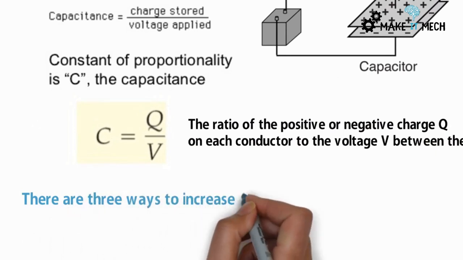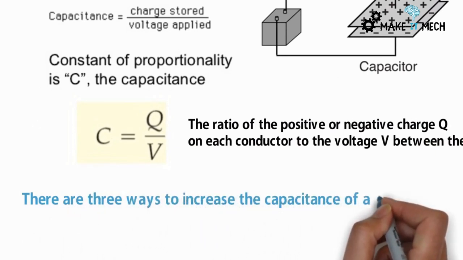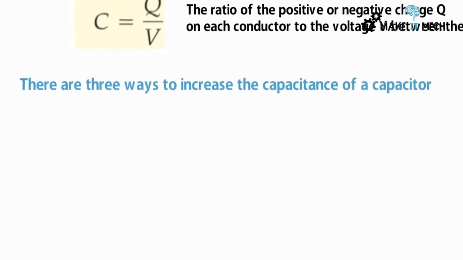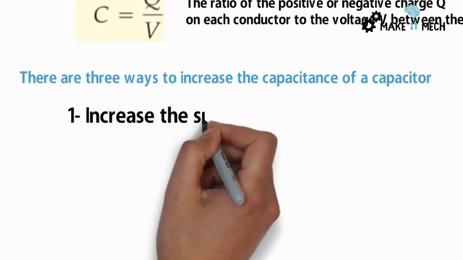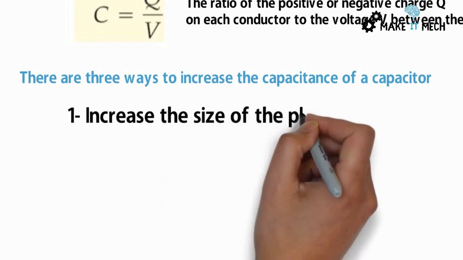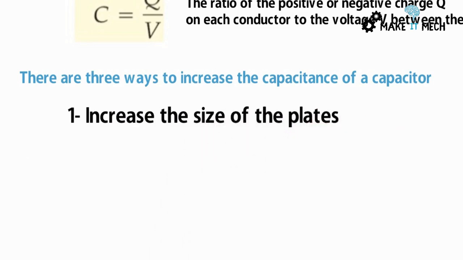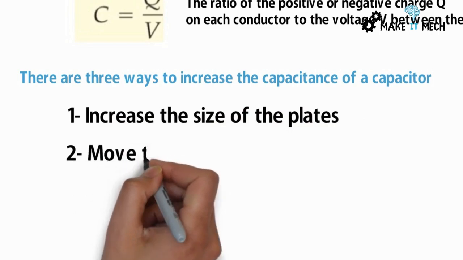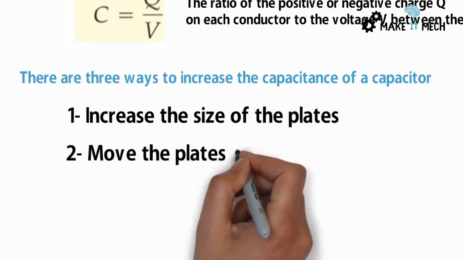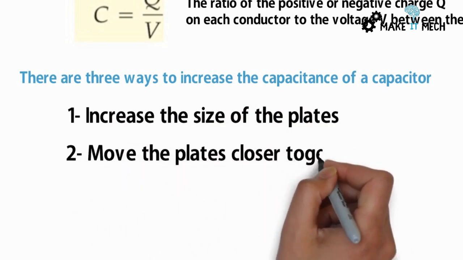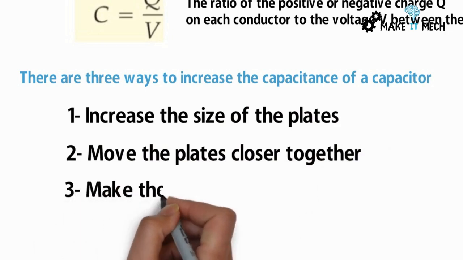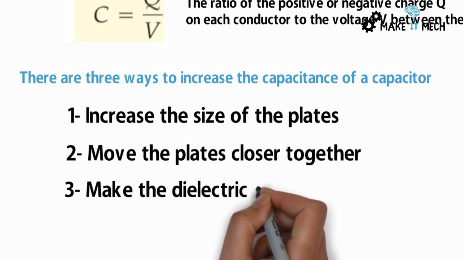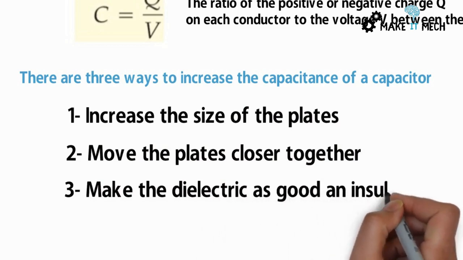There are three ways to increase the capacitance of a capacitor. Number one is to increase the size of the plates. Number two, move the plates closer together. Number three, make the dielectric as good an insulator as possible.